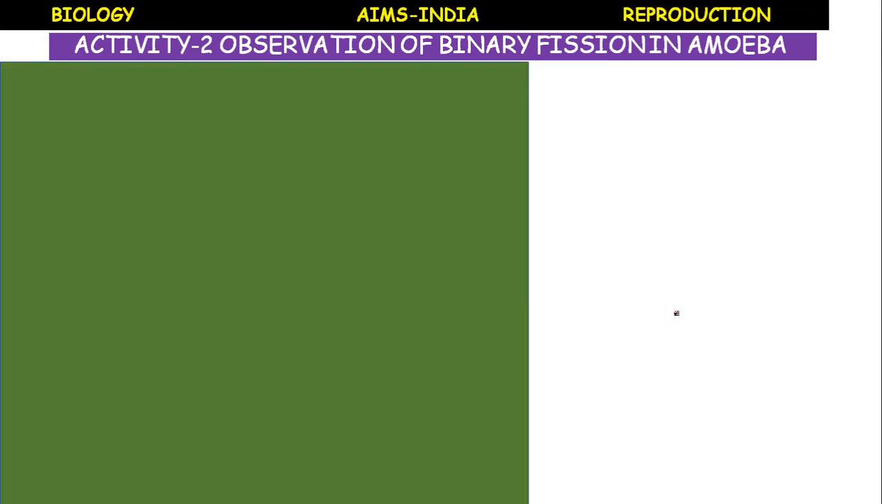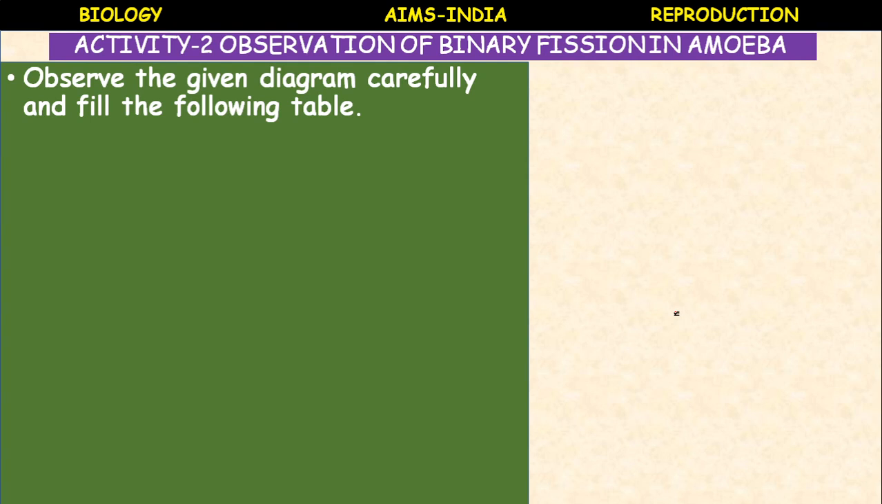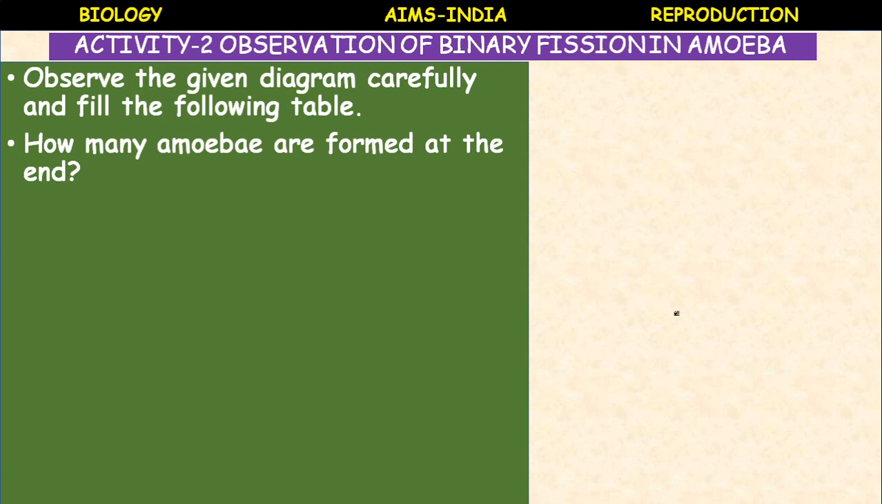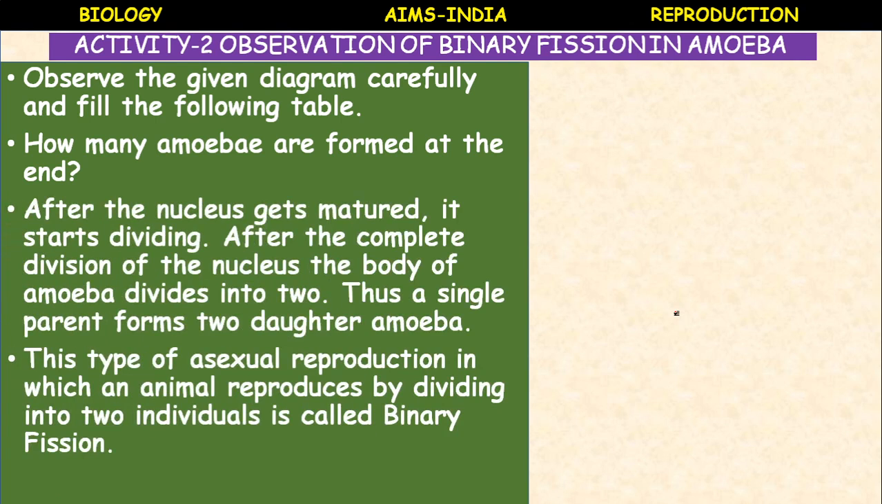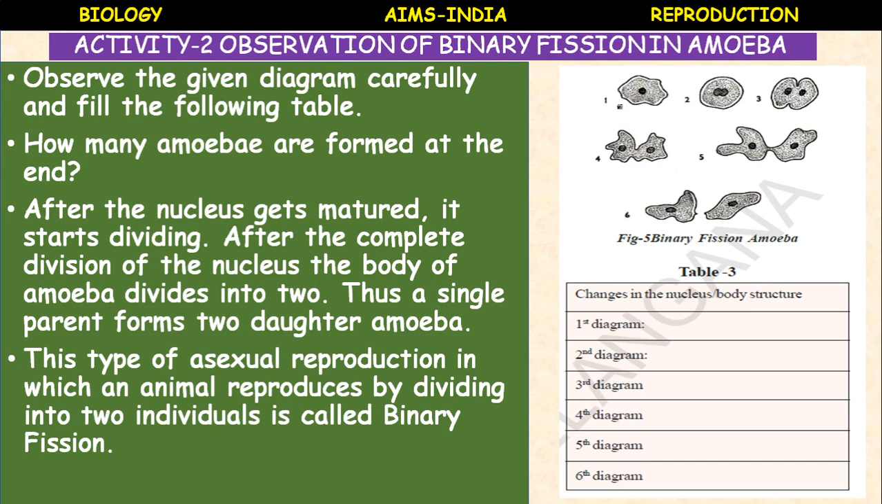Okay. Now observe the given diagram carefully and fill the following table. This is the diagram given here, and you have to fill the table. How many amoebae are formed at the end? The sixth stage, the last stage. There are two amoebae. Amoeba means singular, amoebae means plural. Two amoebae are formed by the end of binary fission.